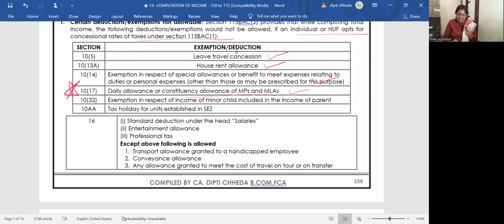So here, these kinds of allowances are not allowed. You have to remember this in the whole package. Next is exemption in respect of income of a minor child included in the income of the parent. 1032. Can anyone say how much is the exemption when the minor child's income is clubbed in the parent's hands? And is it only for 2 children or 3 children or 4? How many children is it allowed for? Yes, yes, very good.